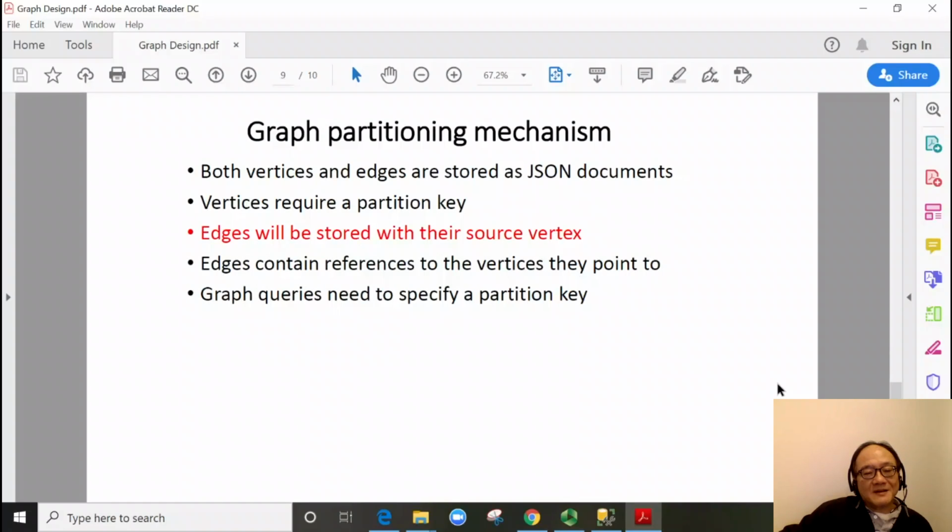When we design a graph database, just like designing any other NoSQL database, we do partitioning a lot. If we use the Azure Cosmos DB Gremlin Graph database, both vertices and edges are stored as JSON documents. And keep in mind, edges will be stored with their source vertices.